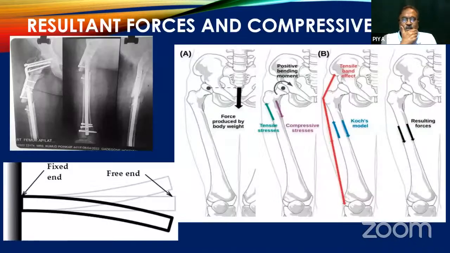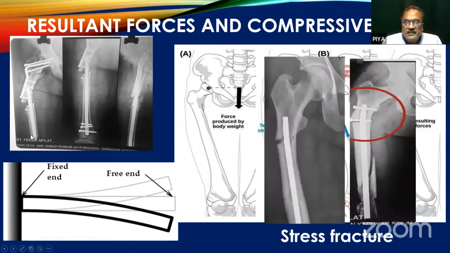Another example, the resultant forces and compressive stress are much more at the subtrochanteric level, you can see here. This is another case which I operated, a supracondylar fracture, you can see here, treated by this distal femoral nail and then a condylar blade plate for the fracture neck of the femur. Ultimately, this has given way. And you can see here how the compressive forces and stresses work at the subtrochanteric level. And this is another stress fracture you can see here. So these are new complications coming up, whether they are because of the stress or because of the atypicality of the subtrochanteric region, very difficult to say.